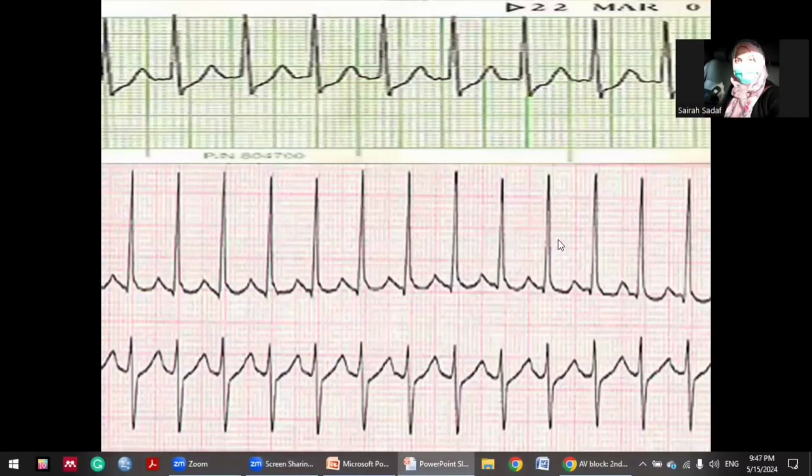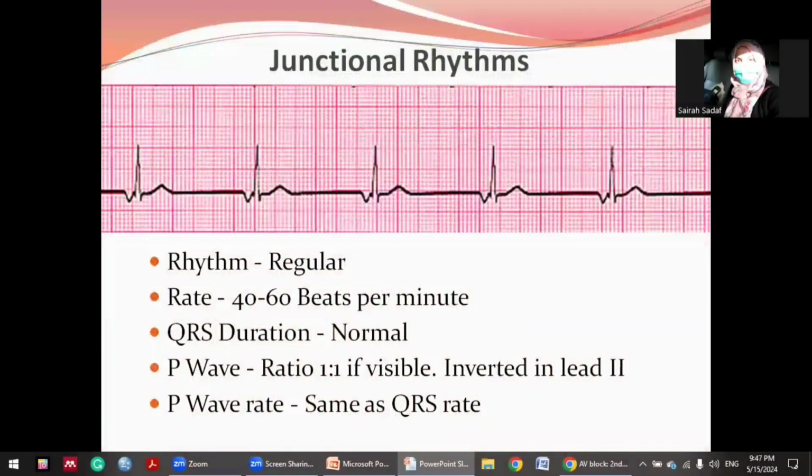Now, these are different shapes, different morphologies, different presentations of SVT in different kinds of leads. As you can see, there is no P wave. QRS complex is narrow. You cannot see the PR interval because you cannot see the P wave, of course. This is another type of supraventricular tachyarrhythmia. Sometimes it presents with bradycardia as well.